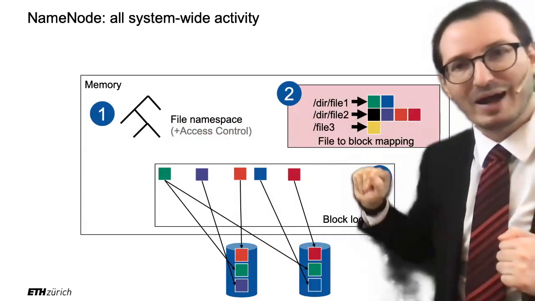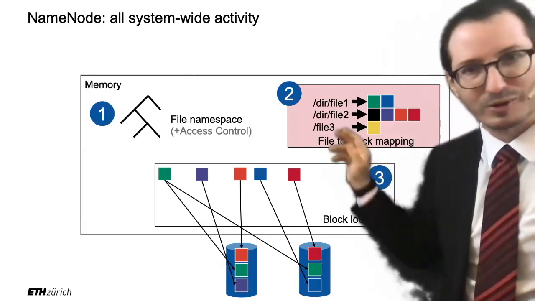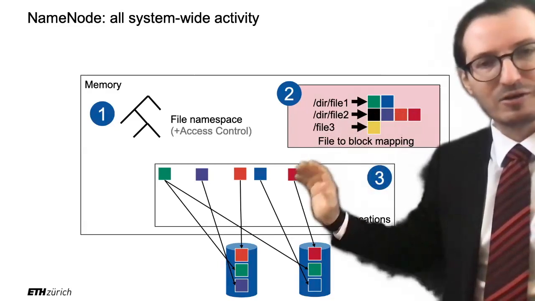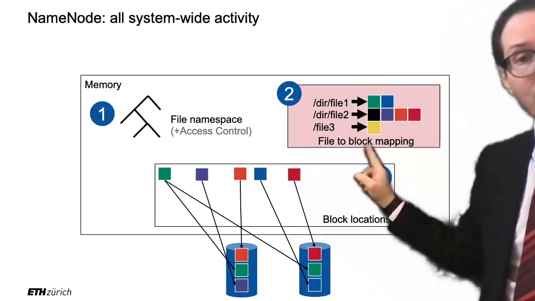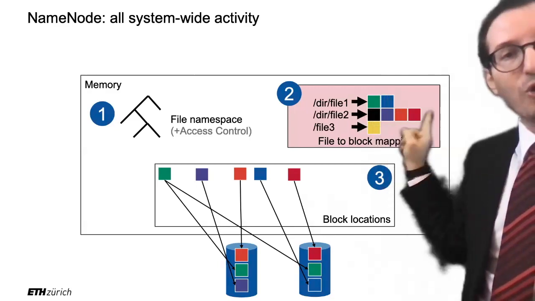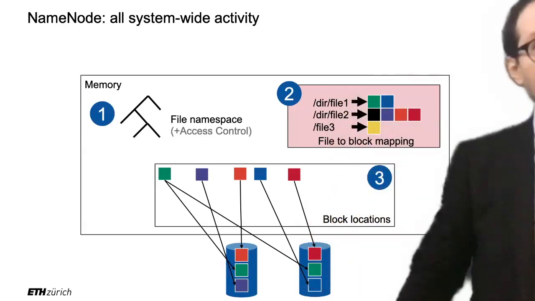For example, file 1 has the green block followed by the blue block, right? This is how it works. And then the same continues. Each file has a list of blocks. That's called the file to block mapping, right? These are the logical blocks before the replication. And finally, the third thing is the location of the blocks.